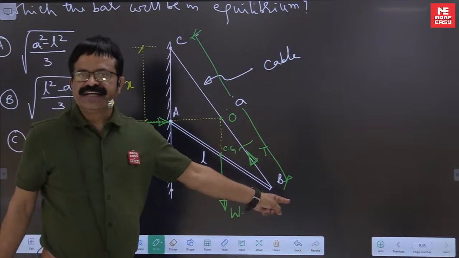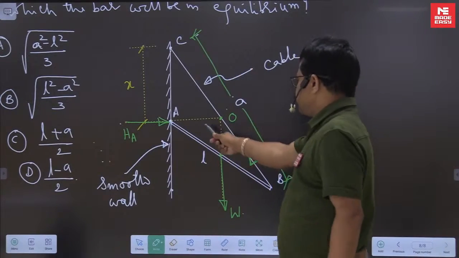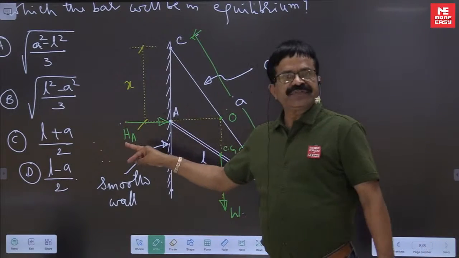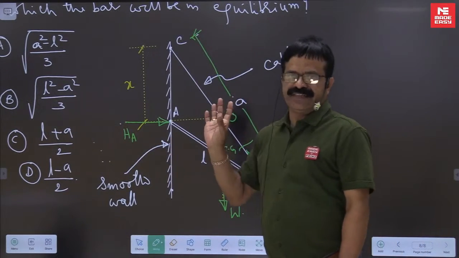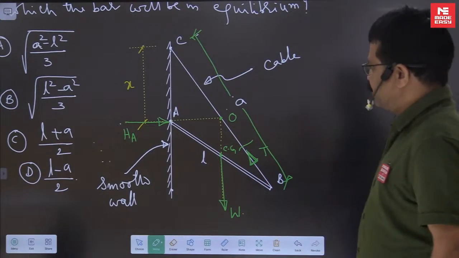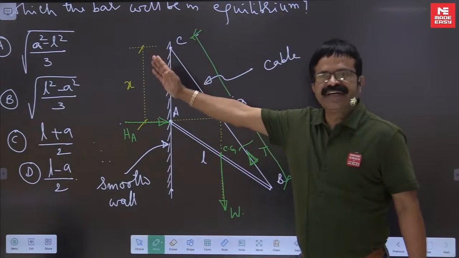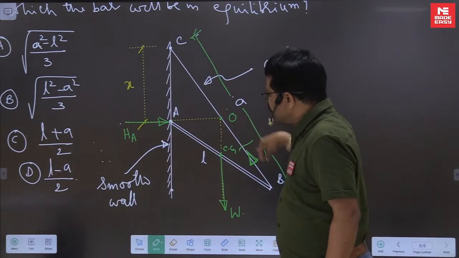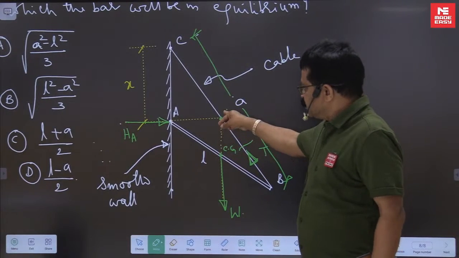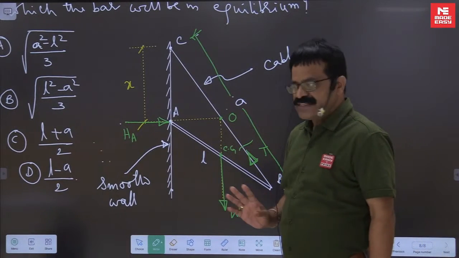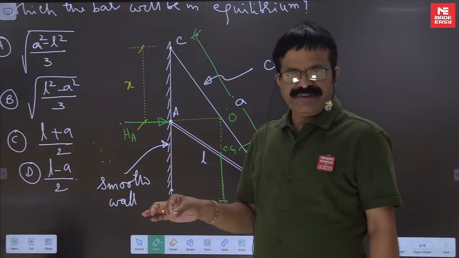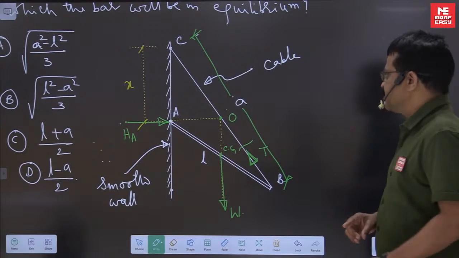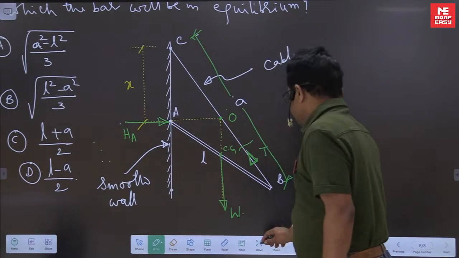Now if you see the free body diagram of AB, AB is acted upon by 3 forces, HA, W, T. To keep these 3 forces in equilibrium, they have to be concurrent. That means they must meet at one point. The line of action of T is already predefined. HA is predefined. When you intersect, they have to intersect on the cable only, somewhere at O. Then through O only the weight must pass. Otherwise, the bar will not be in equilibrium. Only at that particular instant it will be in equilibrium. For any other position it becomes unstable. Now how to solve this problem?